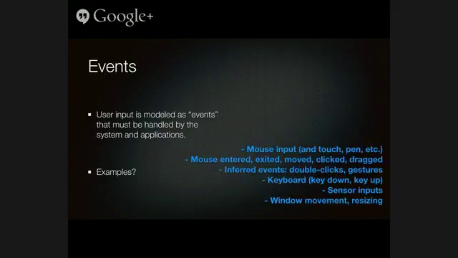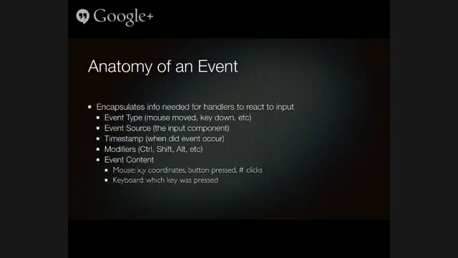So things like mouse input, mouse enter, that's the hover stuff. There are inferred events like double click that are really just two events that the operating system bundles up into one for you. Keyboard movement, resizing, sensor inputs, things like that all get bundled up into events. And then you encapsulate the whole thing into some data structure that gets sent to a handler and the handler reacts to the input. Typically you would put the event type, source, timestamp, modifiers, the context, everything that the component might reasonably need to know to then take a reasonable action.